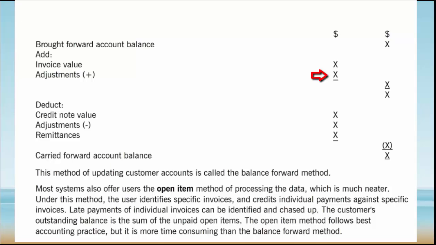On the other hand, there are also deductions. If the customer returns goods, a credit note is issued, reducing the amount owed. There might be negative adjustments, like correcting an overcharge. And of course, when the customer makes a payment, called a remittance, the amount owed decreases.